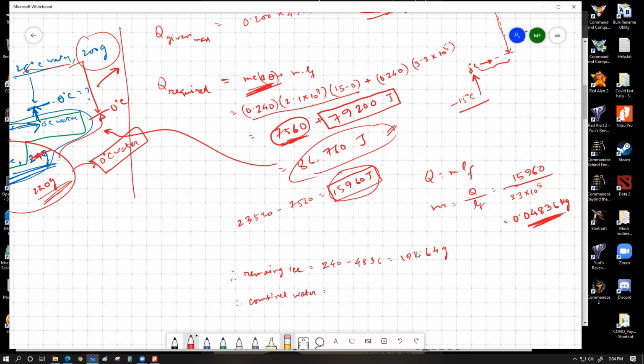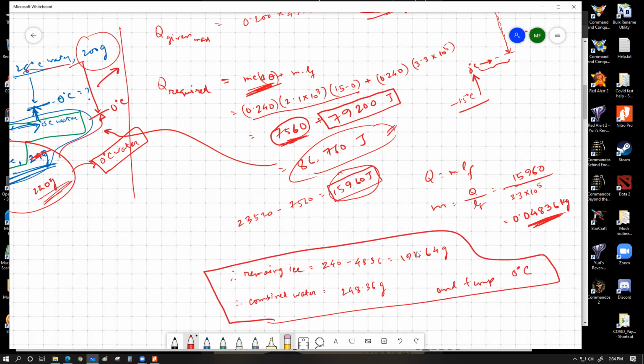and combined water. I'm using the word combined because this water is going to get added to the 200 gram. This is simply going to be 248.36 gram. So the end temperature of the mixture would be 0 degrees Celsius. This is the final state of the whole mixture for a problem if we had 240 gram ice to begin with. So this is also a type of scenario that can happen, that you might not have enough energy in your warm body to melt all of your ice and eventually lift its temperature to the final value that we want it to be.